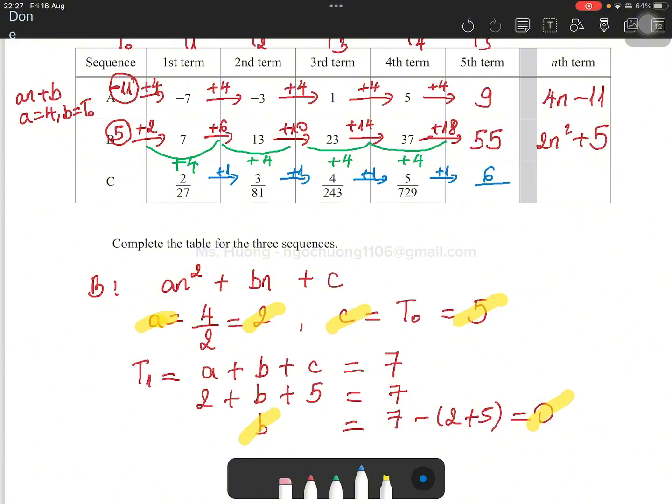And for the denominator, from 27 to 81 we multiply by 3. 81 times 3 is 243. 243 times 3 is 729. So 729 times 3 equals 2,187. This is the fifth term. Then how do we find the general term?